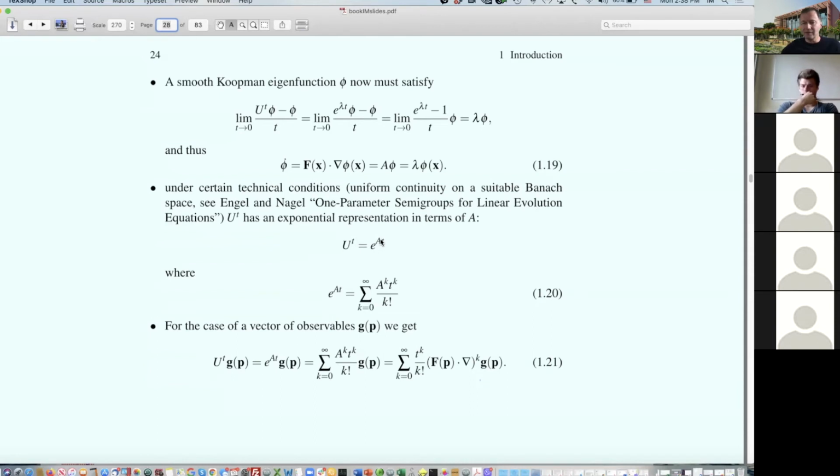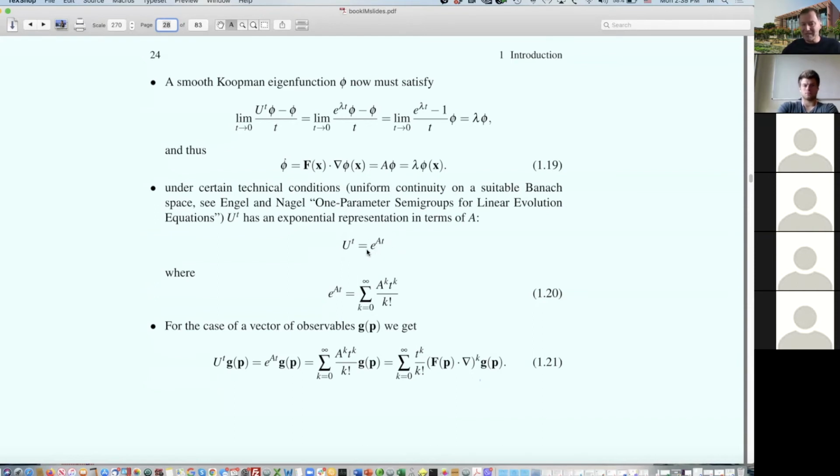This looks familiar, I hope. If you have a linear system, x dot is Ax, then e to the At is the solution to that linear system where A is the matrix, right? If you remember that. But here, this looks a little more profound, because A is actually an operator. It's f dot grad. And U^t is also an operator. So you could say, what the heck?